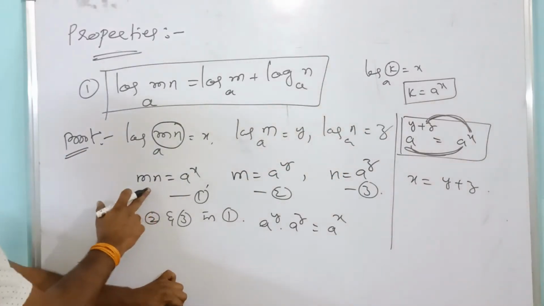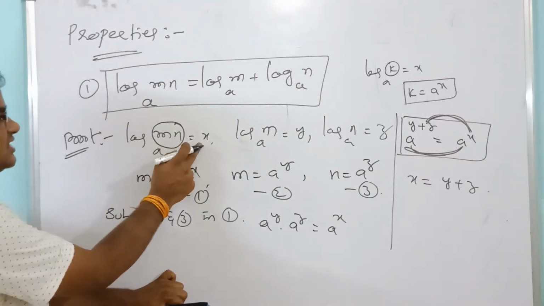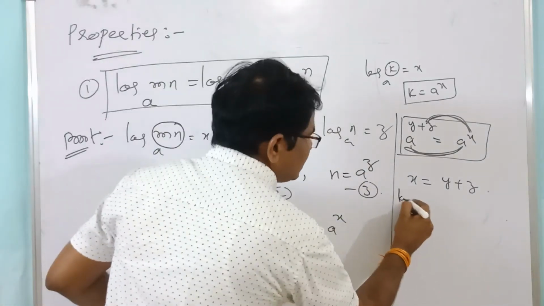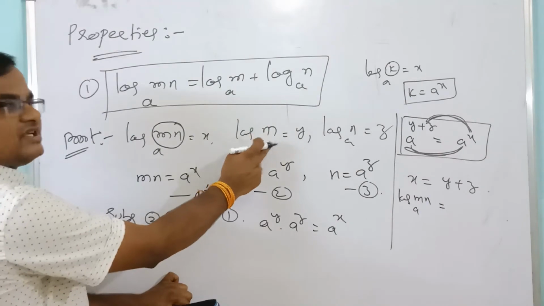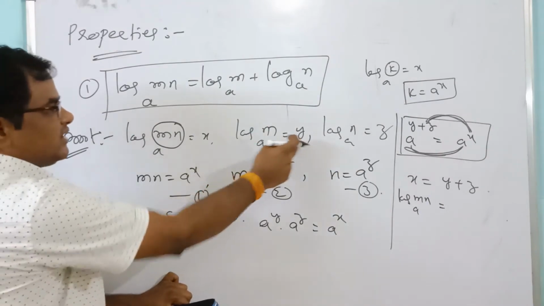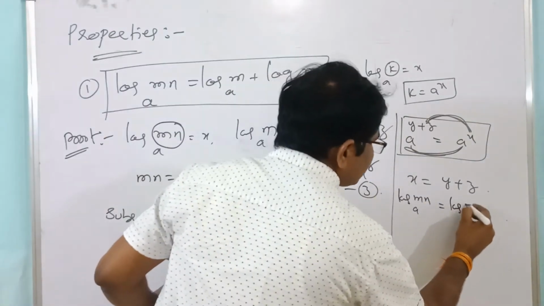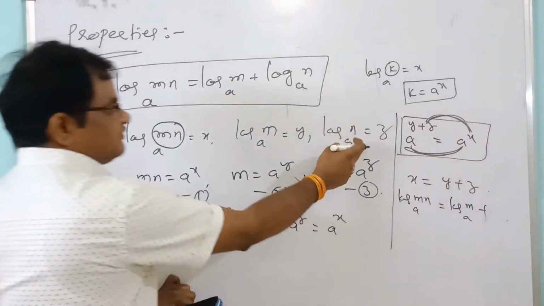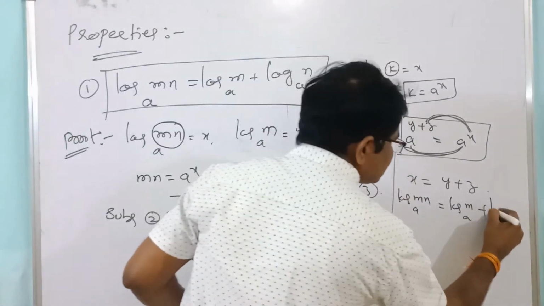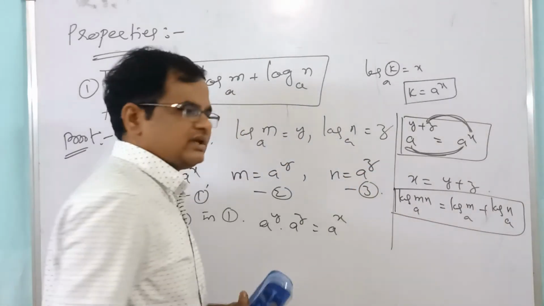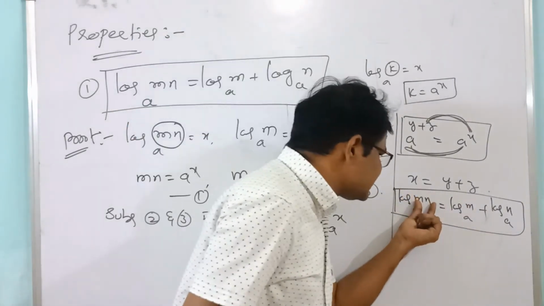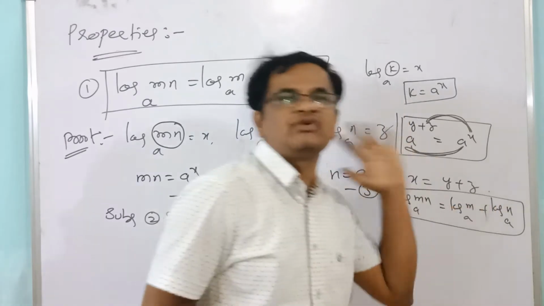Now from the equation, x equal to what? Log of m into n to the base a equal to, from this one, y can be written as log m to the base a, and from this one z can be written as log n to the base a, means log m into n. Simple thing. Here product is there, means here what we have to write? Sum we have to write.